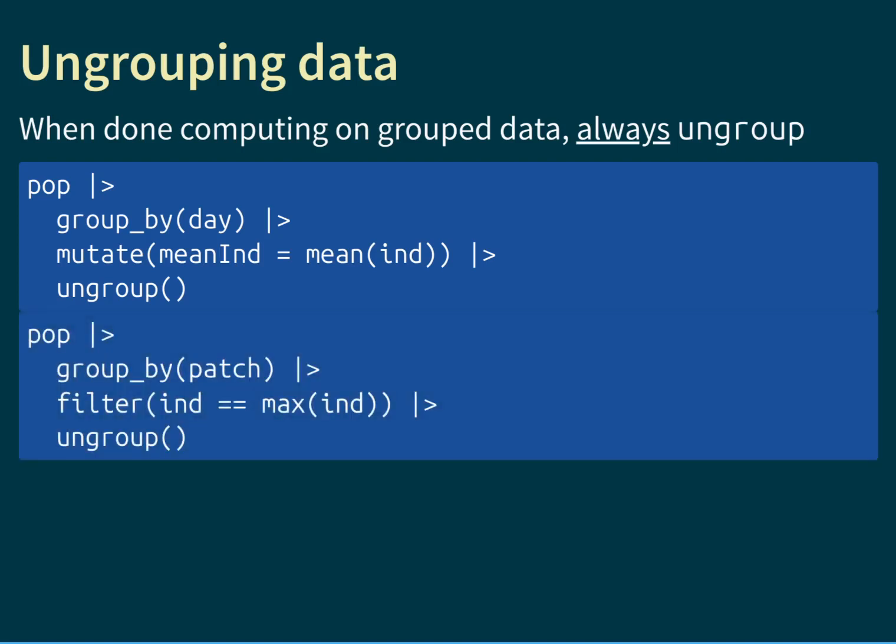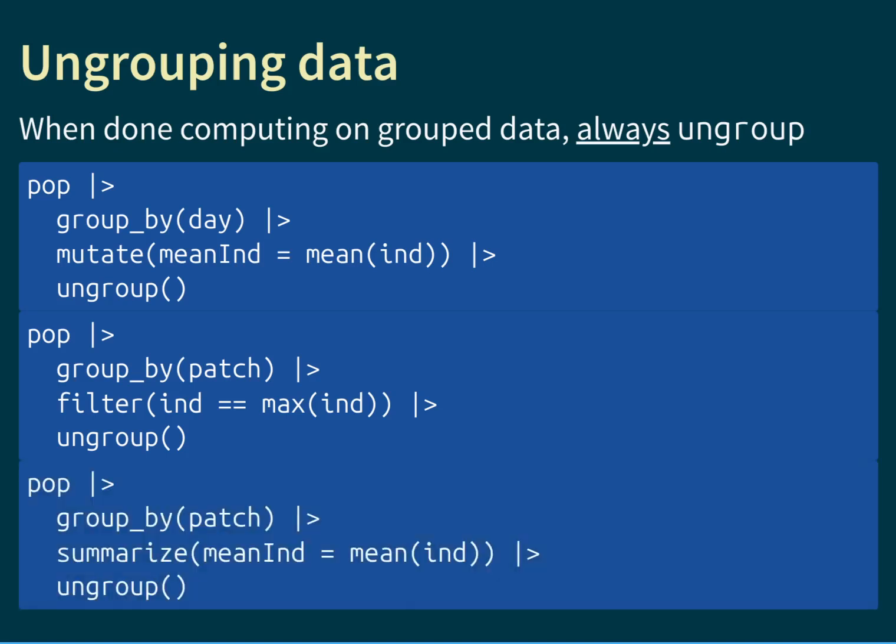Similarly, if we would filter for the maximum number of individuals per each patch, so we first group our data by patch, then we filter for the maximum number of individuals in each patch, then unless we wish to do further operations on the dataset that is still grouped by patch, we just pipe that into the ungroup function, and that will remove all the grouping. And the same holds for summarize. So if we want to compute the average number of individuals per patch, we do that, and after we're done with that, we just pipe that into ungroup. And again, that is safe. That means that from now on, there is certainly no grouping information in those data.